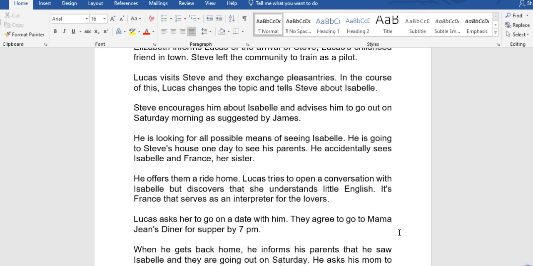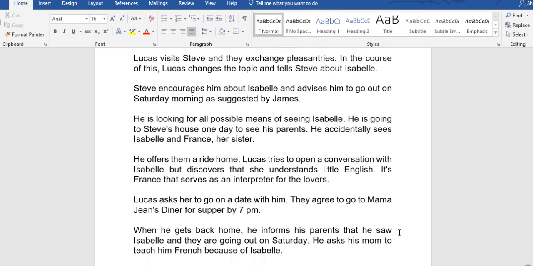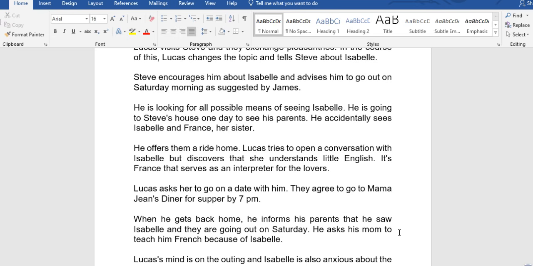He accidentally sees Isabel and Frank, her sister. He offers them a ride home. Lucas tries to open a conversation with Isabel, but discovers that she understands little English. It's Frank that serves as an interpreter for the lovers.